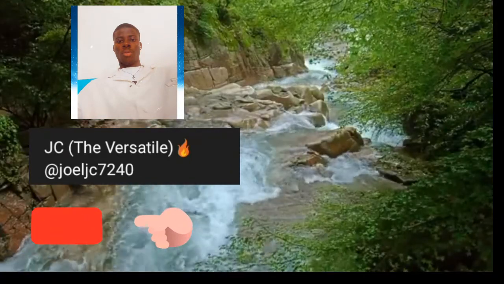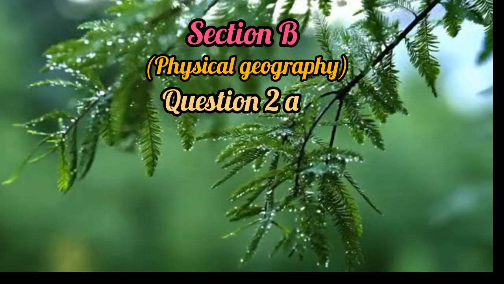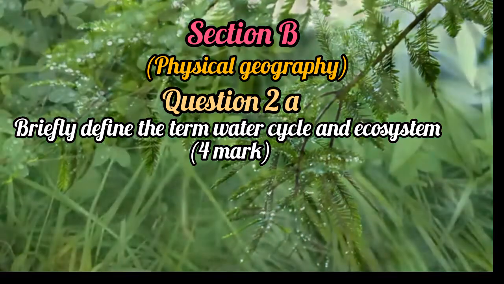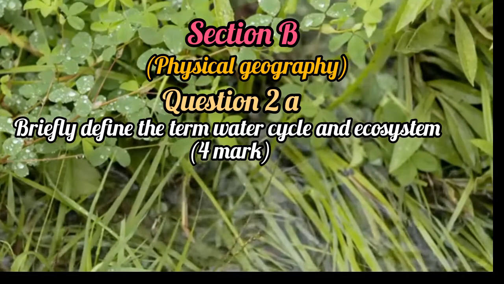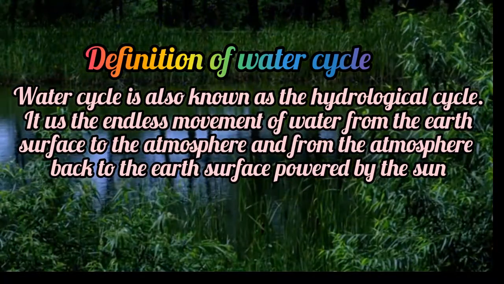Now, the first question here, in section B, question 2A: briefly define the term water cycle and ecosystem. 4 marks. So you have to define water cycle, then you go on by defining ecosystem in different paragraphs. The first paragraph, water cycle is also known as a hydrological cycle.